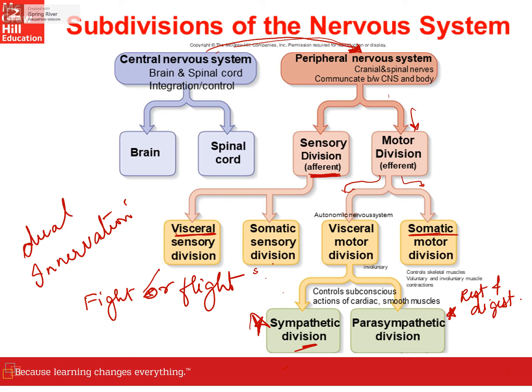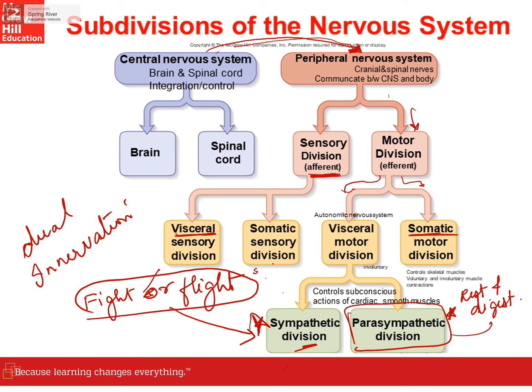Anytime during this chapter, if you get confused, make sure you look at this flowchart to understand where you are. We are going to focus on the sympathetic and parasympathetic nervous systems. Remember, the sympathetic nervous system is responsible for the fight or flight response, and the parasympathetic division is responsible for calming you back down. So it's called the rest and digest response.